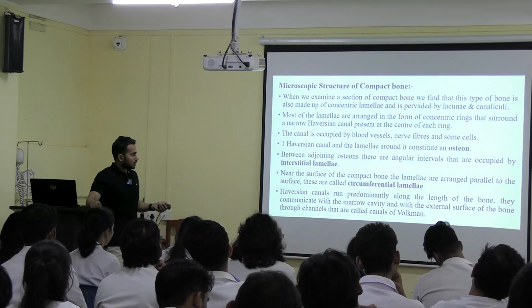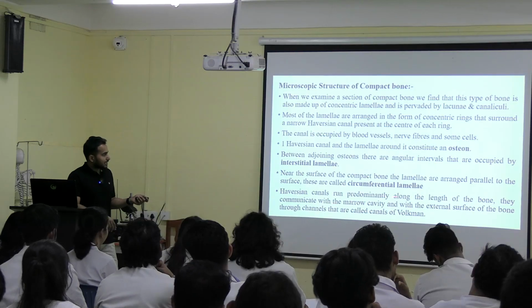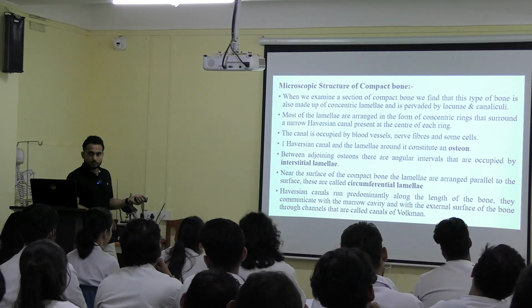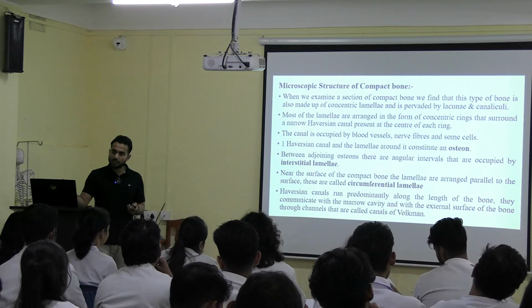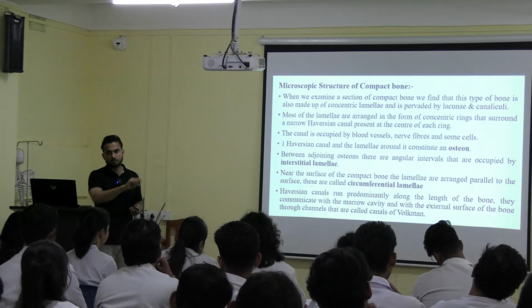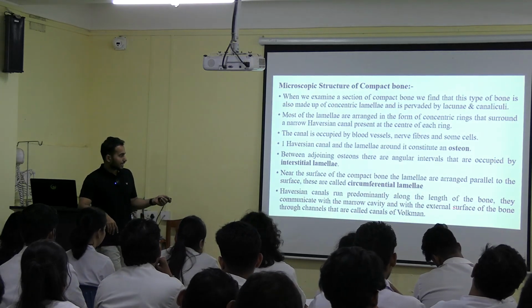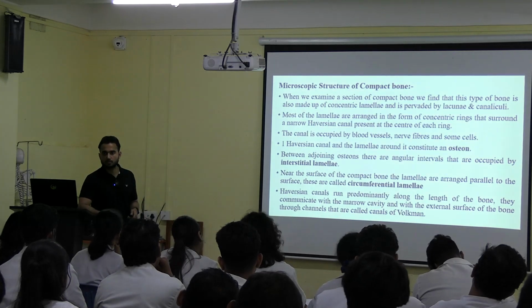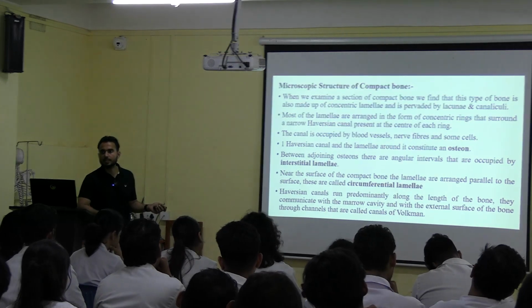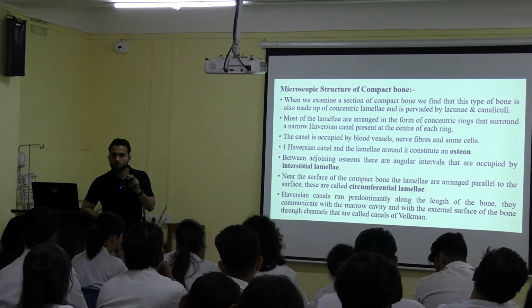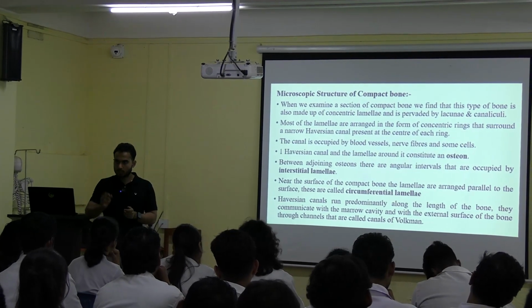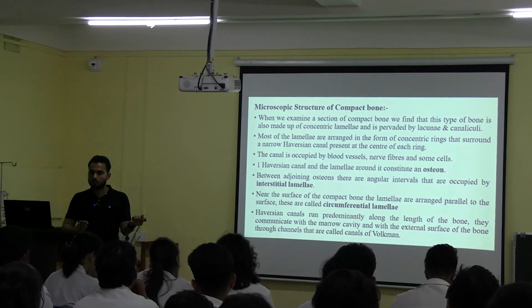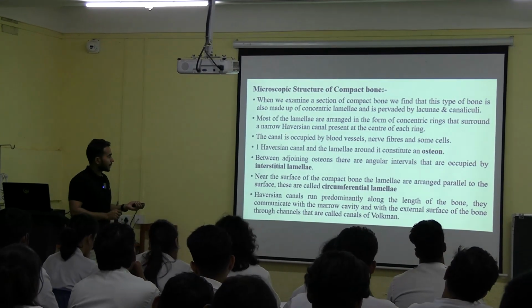Okay. So the Haversian canals run predominantly along the length of the bone. They communicate with the marrow cavity. Interiorly they communicate with the marrow cavity, and they also communicate with the external surface of the bone through channels called the canal of Volkmann, or Volkmann canal. So through the Volkmann canal, the Haversian system communicates with the exterior. Okay, let me show you the diagram.